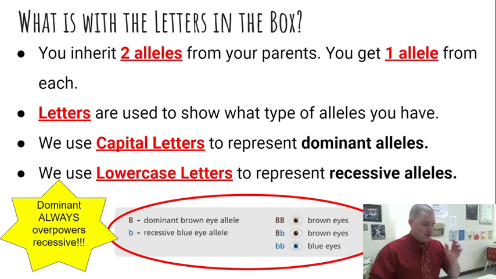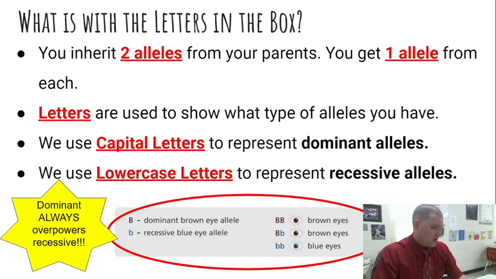The key with all of this, and that's what's illustrated in this box over here to my side that's circled, is that when you have 1 of each, in this case, big B, little b, you are still going to show the dominant trait, which in this case is having the dominant brown eye instead of having blue eyes. So dominant always overpowers recessive. We've been talking about that the last couple of days. It's going to be a theme that's going to keep happening. So that's what's up with the letters.